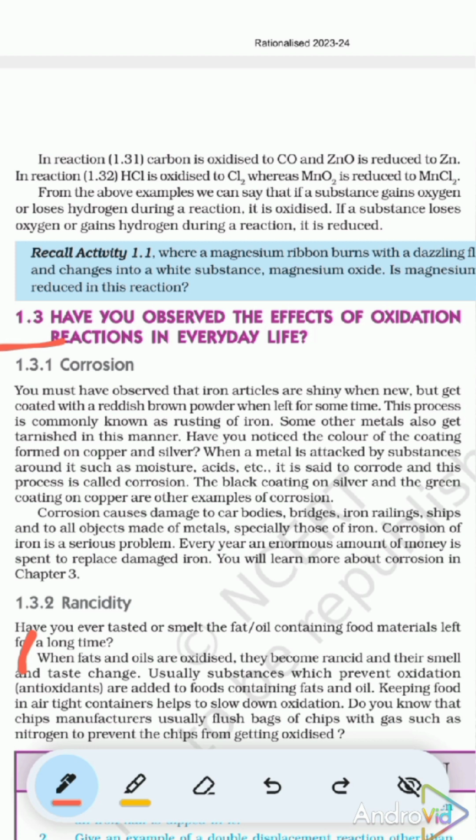Now you can understand why chips manufacturers usually flush bags of chips, like Lay's, Kurkure, all these chip packets, with some gas, like nitrogen. Why are they using it? To prevent the chips from getting oxidized and spoiled.